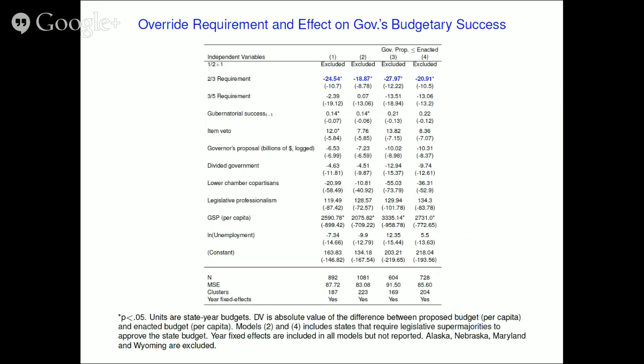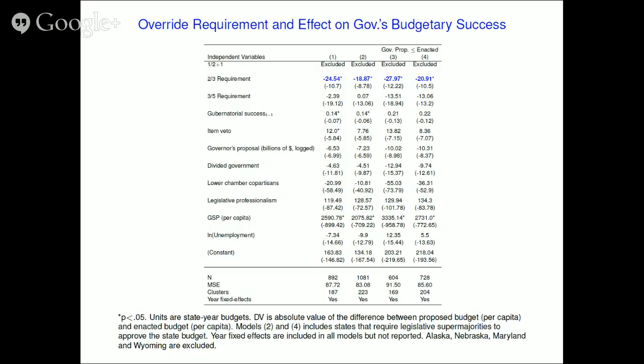So the dependent variable again here is the difference between the governor's proposed budget and the enacted budget. A negative coefficient indicates that the enacted budget was closer because of that variable to the proposed budget. And you can see that we're again comparing 2/3 and 3/5 to the excluded category, which is a majority override requirement. And you can see that the 2/3 requirement does in fact produce budgets closer to what the governor asked for. The units here are budgets by state year.